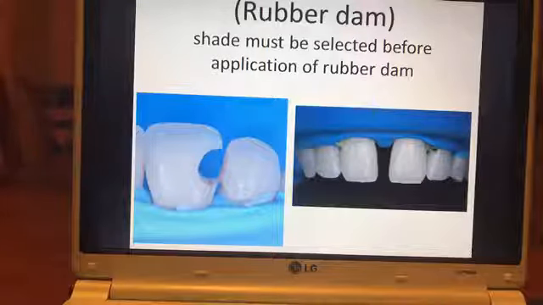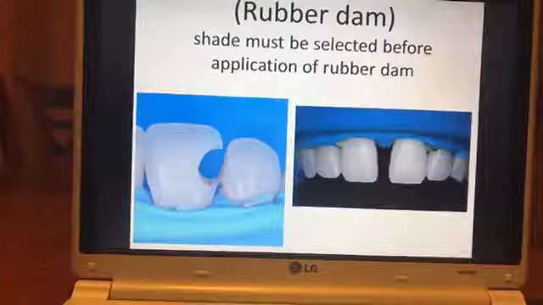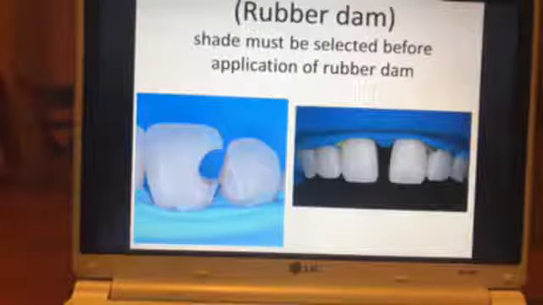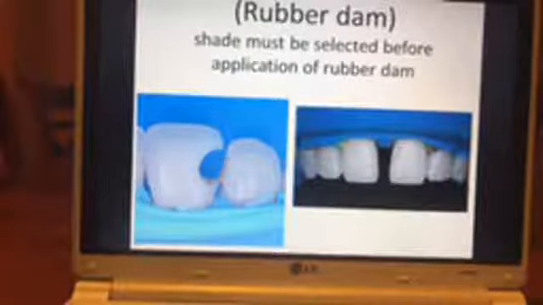If you selected the shade in this time, you are going to use very light composite restorations. So always select the shade before using the rubber dam. But one important tip here, after using the rubber dam, you will start putting your composite. You will find your composite is a little bit darker than the tooth. Trust your selection at the beginning. Do not change. Do not say, oh, I made a mistake.